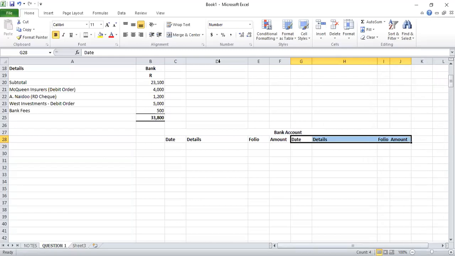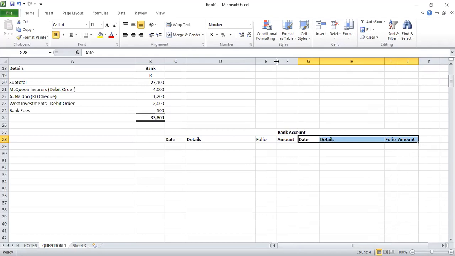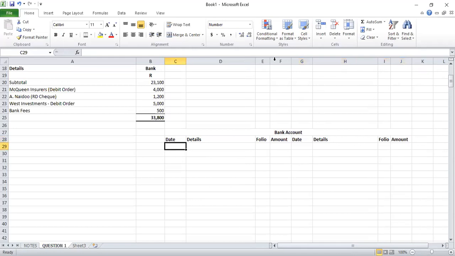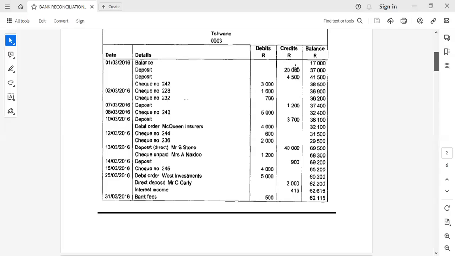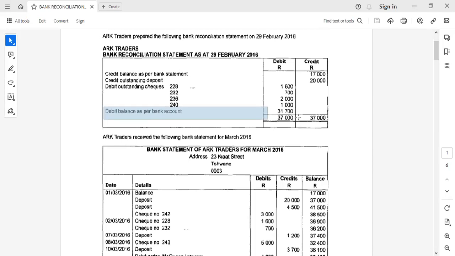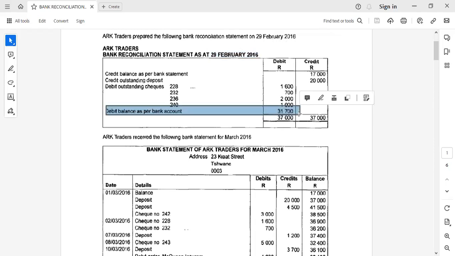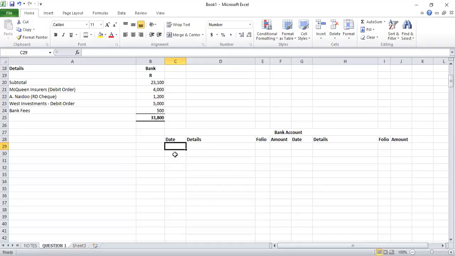Right. We start with the opening balance. The opening balance, you can get it if you are given information in this way. You take it from last month's reconciliation. The balance in the bank account in February was 31,700, and it was a debit balance. That's where you get the opening balance if you are given information in this way. So they have 2016, March 1.